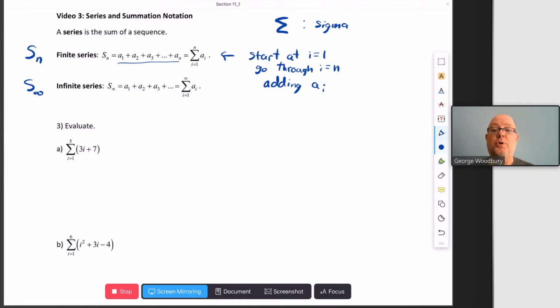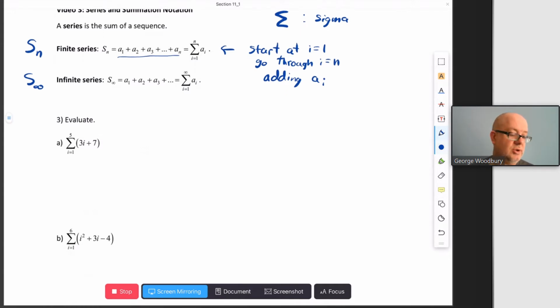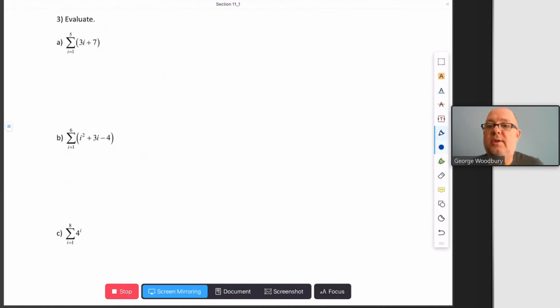Anyway, we're going to do a few of these, and then we're going to move on to a slightly different type of example using this notation. So we're going to start with evaluating the sum from i equals 1 to 5 of 3i plus 7. Basically this is saying find the first 5 terms of this sequence and add them. There are lots of different ways you can organize this. I'm going to just do this horizontally. I'll do maybe the next one vertically.